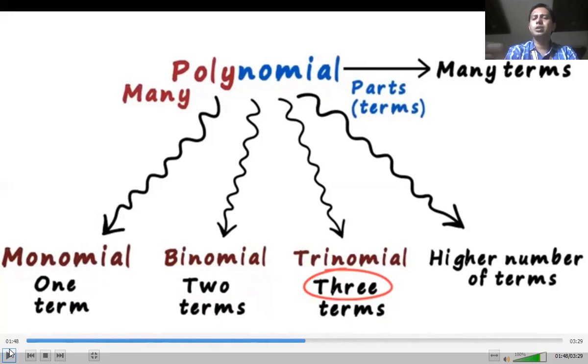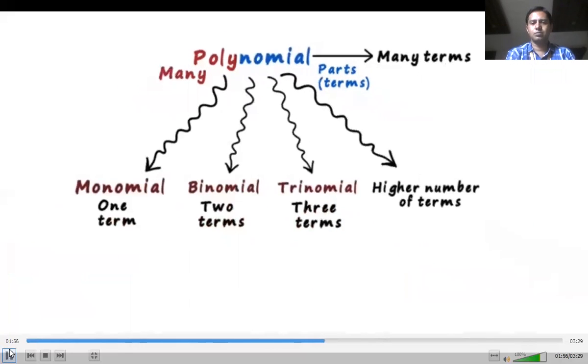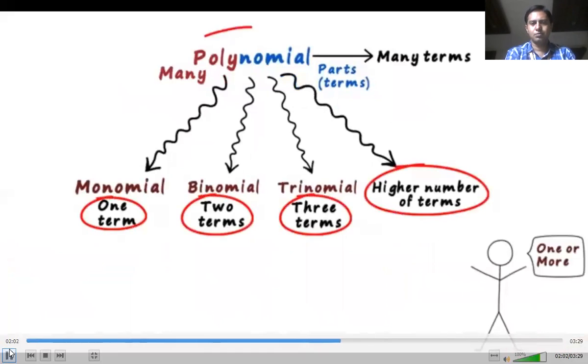If it is more than three terms, there are four terms, five terms. Though the names are given as quadrinomial, pentanomial, in a simple way we call it a polynomial. So more than three terms, more than say four or five terms, or more than that, it is simplified as a polynomial. There is a common misconception that only an expression with more than three terms is called a polynomial. That's incorrect. All expressions which have one or more terms are called polynomials.